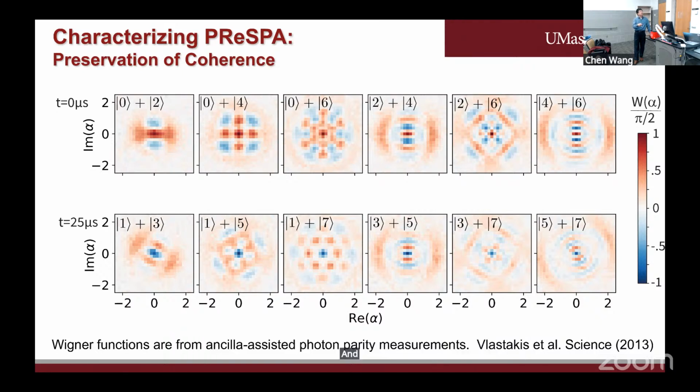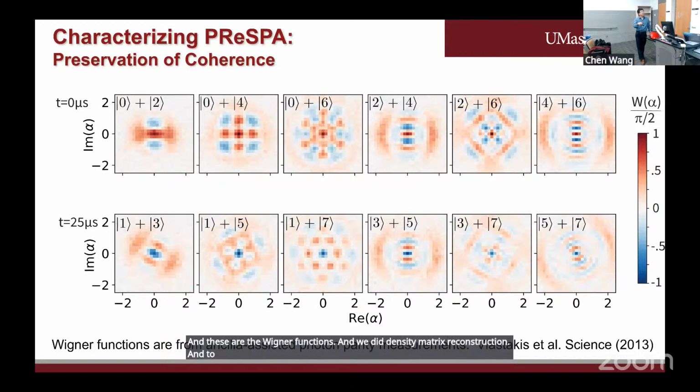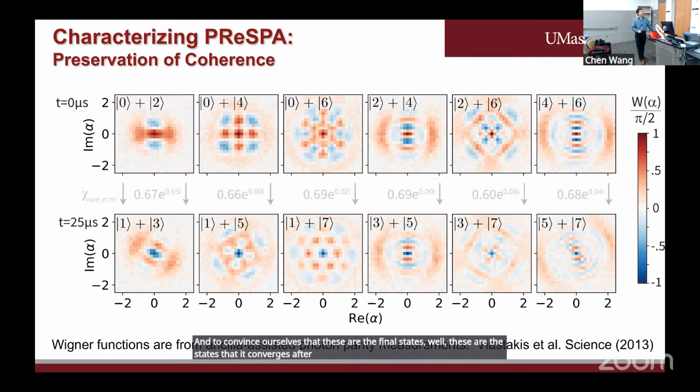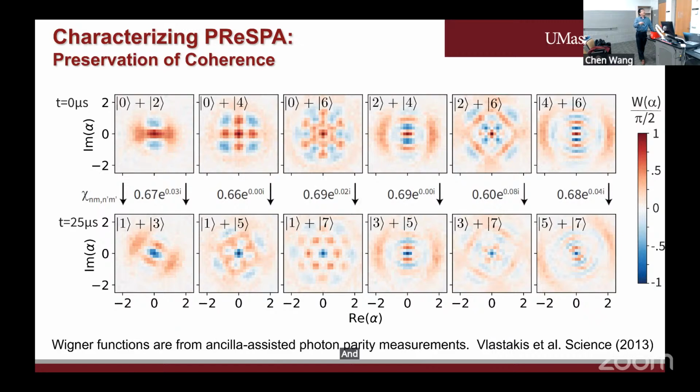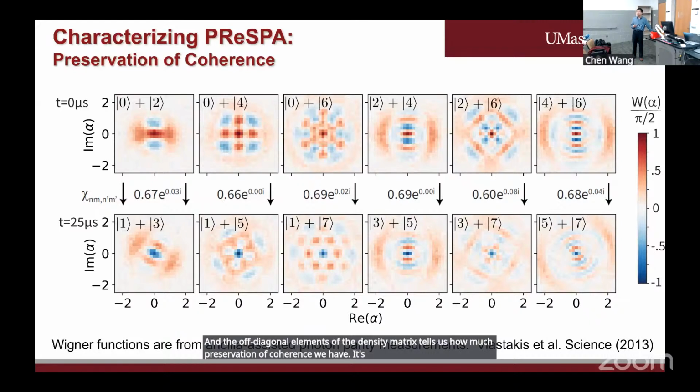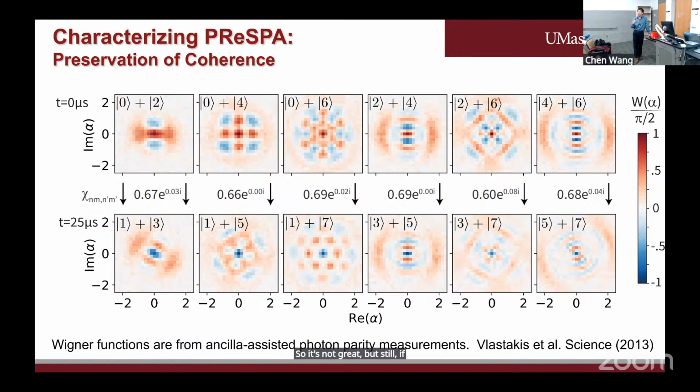And these are the Wigner functions. We did density matrix reconstruction to convince ourselves that these are the final states. Well, these are the states that it converges to after a certain amount of time. The off-diagonal elements of the density matrix tell us how much preservation of coherence we have. It's roughly 2 out of 3 times that the pumping is able to add a photon to the system while preserving the quantum superposition between these photon number states. So it's not great, but still, if you're able to correct 2 out of 3 errors, that's still effective error correction.